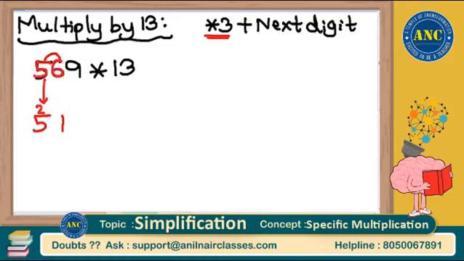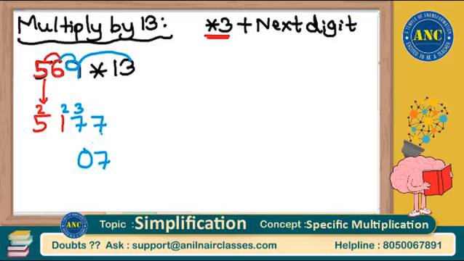Triple 6, 18. 18 plus 9 is 27. Write down 7, carry 2. 9, you have 9, triple it, because 9 you should multiply by 3. 9 into 3 is 27, carry 3. Finalize the answer. It is 7. 7 plus 3 is 10, with again carry 1.